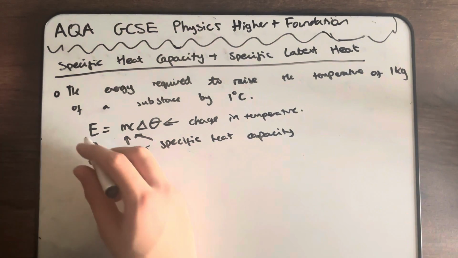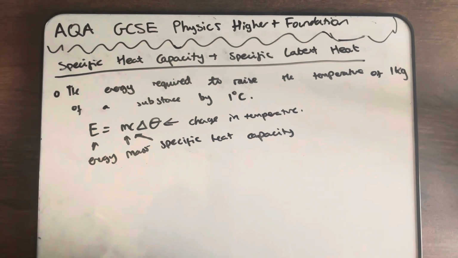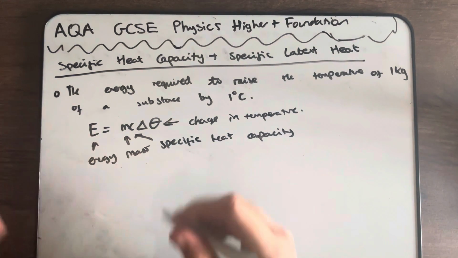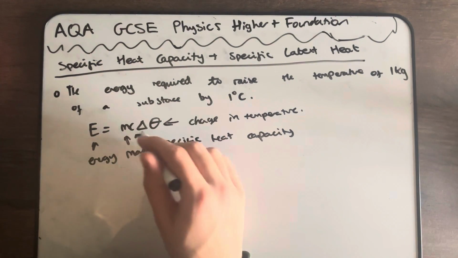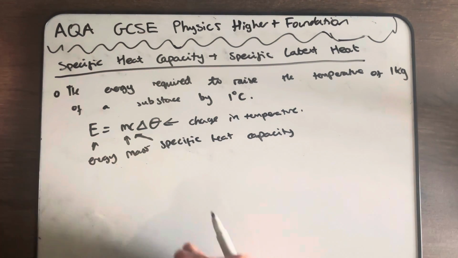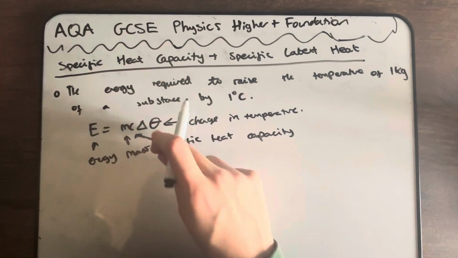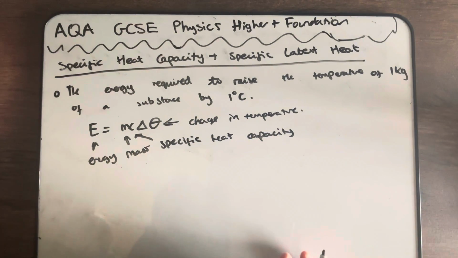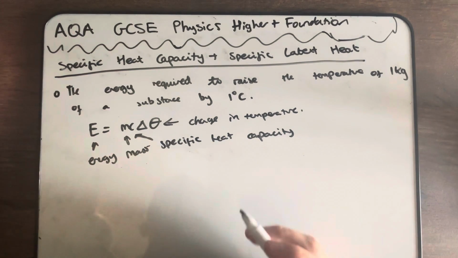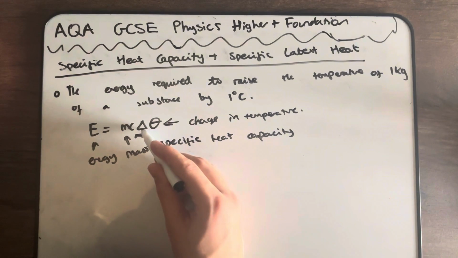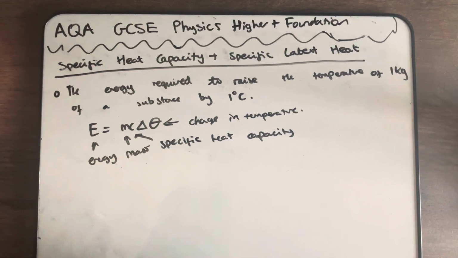Now you may also see this written as, instead of E, it might be Q, but for this I'm just going to use E. You might also see the delta theta written as delta T for temperature, but they're both the same thing. So if you see delta theta or delta T, just know that means change in temperature. The triangle here just means delta, which is just change.